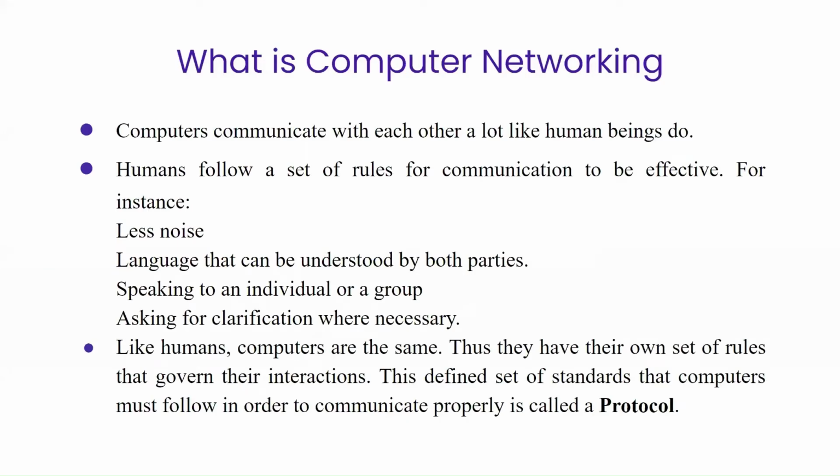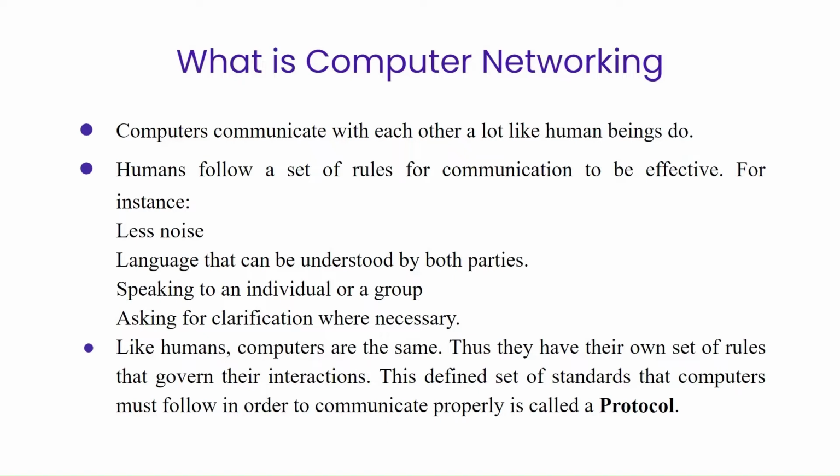Just like human beings do, computers also have a way of interacting with each other. And like for human beings, our ways of interaction are guided by several rules. Some of them: we like to interact at places where there's less noise, so people will be audible enough. And then we like to use a language that is common to both parties so that we can carry out the message that we want to carry out. And then we also tend to ask for clarification where necessary.